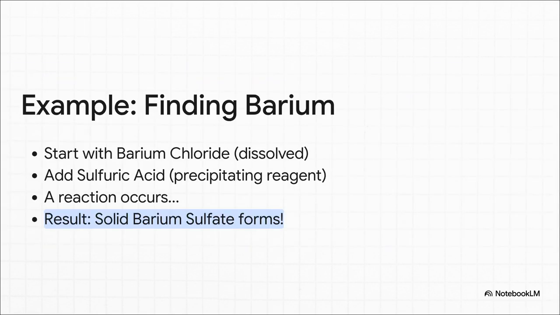Let's make this totally real for a second. Let's say you need to figure out how much barium is in a water sample. You'd start with your water, which has some barium chloride dissolved in it. Then, you'd carefully add some sulfuric acid. A chemical reaction kicks off and boom, a solid barium sulfate forms right there in front of you. That's your precipitate. Now, you can collect it and weigh it to figure out exactly how much barium you started with.